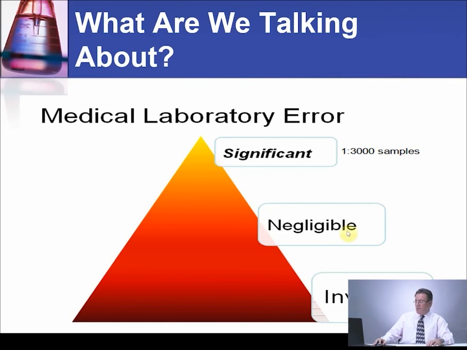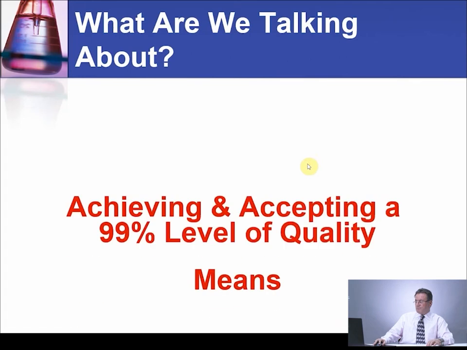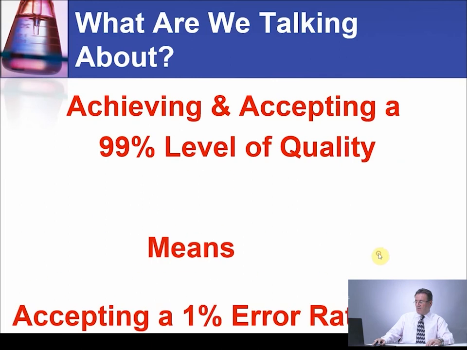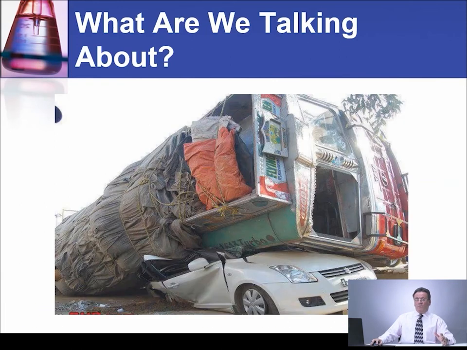Some of them, very rare of them, are significant. 1 out of 3,000 samples will cause a significant error for a patient. However, achieving and accepting a 99% level of quality means accepting a 1% error rate. What does that mean? What do we mean by that?